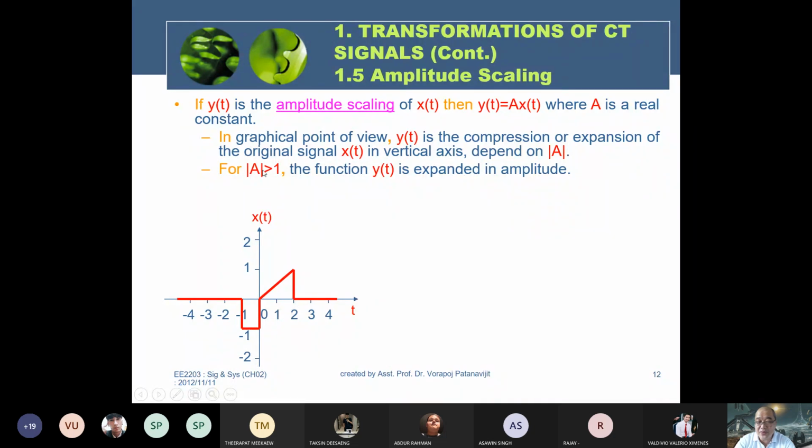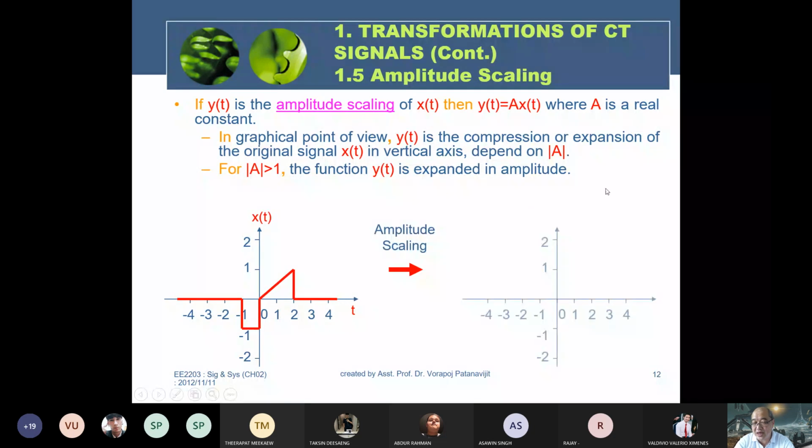If a is greater than 1, the signal is expanded in amplitude. For example, if a equals 2, you expand the signal at every point by 2. You can see that at this place it should be minus 1, and when you expand it, it gives you minus 2. The peak of this rectangle, reached when t equals 0 to 2, equals 1, and its peak will be increased to 2 instead.